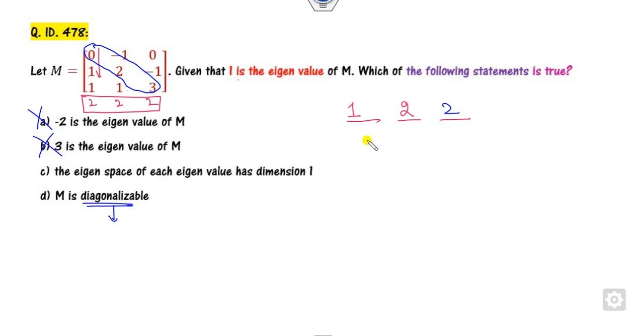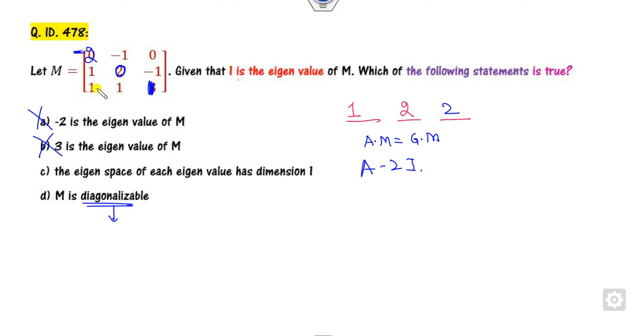It is not distinct, so we have to check whether the algebraic multiplicity and geometric multiplicity are the same. So what you can do, I can check A minus 2I first. So A minus 2I will be here. This will be a 0. It will be a 1. So how can you do that?